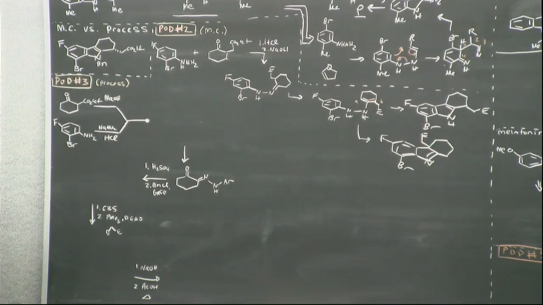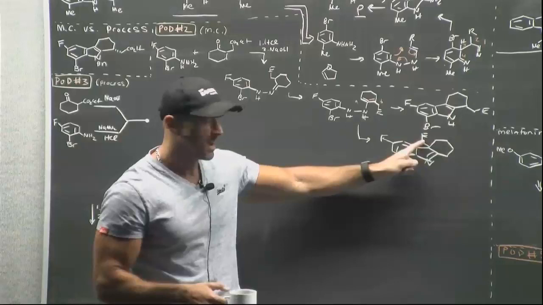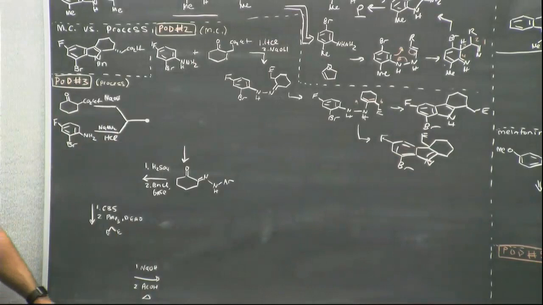The migratory aptitude of a primary carbon in this type of system is not very good, because you'd have a primary carbocation here, or a carbocation alpha to an ester, so it's really not going to move. It's just going to sit there. It's not going anywhere. Is there any possibility that the hydrazine first condenses with the ester?